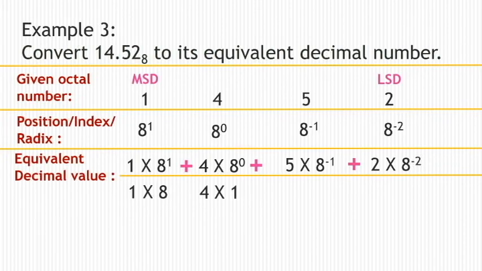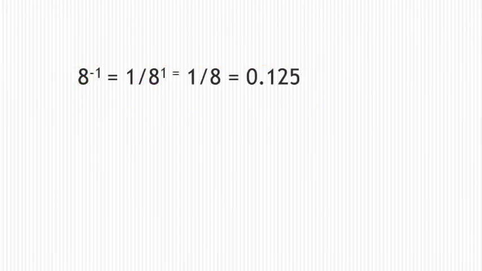That is, 8 raised to -1 is equal to 1 upon 8 raised to 1. So when this number goes in the denominator, the power changes the sign. It was negative, so it has turned into positive. 8 raised to 1 is 8 only. So 1 upon 8 is equal to 0.125. The given digit is 5. So 5 into 0.125 is 0.625.